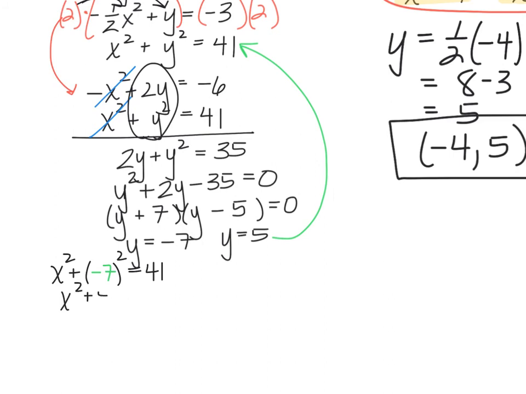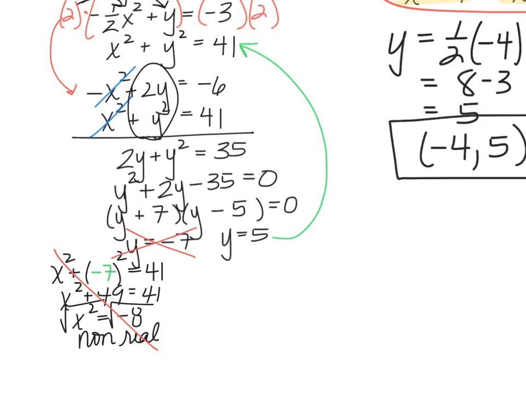So x squared plus 49 is equal to 41. But look what happens when you subtract 49 from both sides. We end up with x squared equals negative 8. So we run into the same problem that we had before, that we are taking the square root of a negative value, which means we're getting a non-real answer. And we're only looking for the real values, the intersections. So what that means is that y equals negative 7 does not yield an intersection. That makes sense because we didn't get a y value of negative 7 in either of the other methods that we tried.